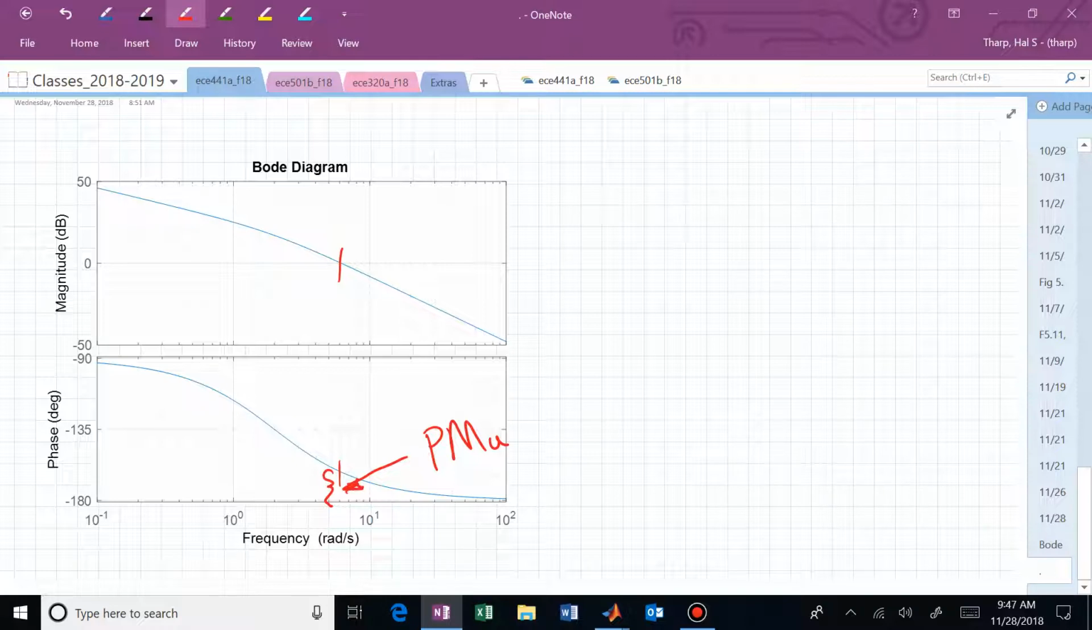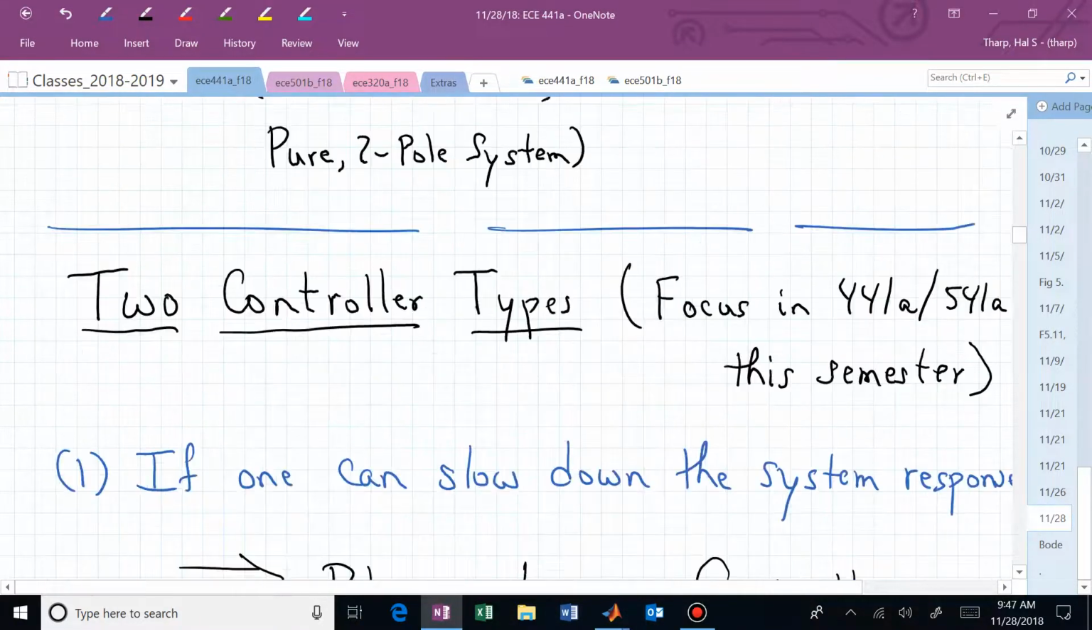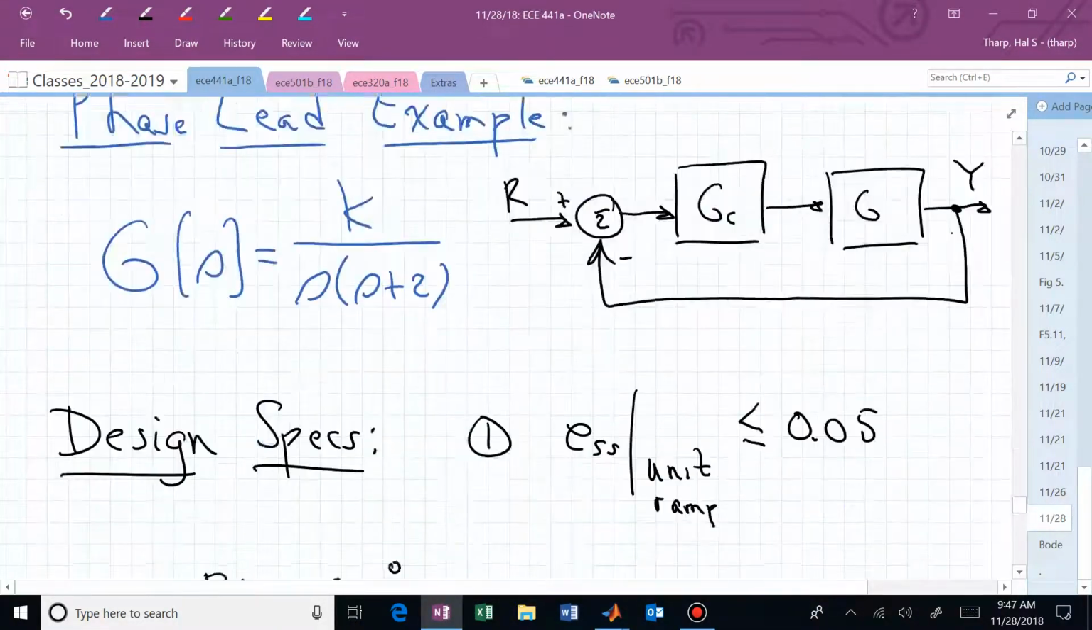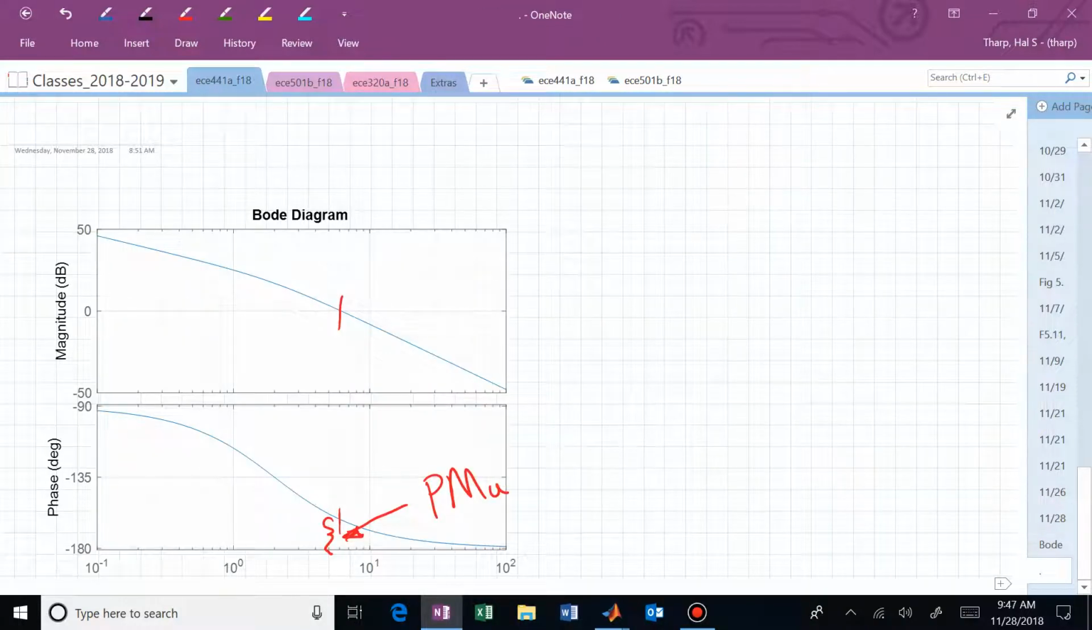And now what do we need to do? We need to go back to our design specs and say, oh, is that 40 degrees or not? It's not, is it? If it was 45 degrees, it would be at minus 135. So we're quite a ways away from 40 degrees. But let's say that we are now at maybe 20 degrees to be generous for our PM sub U. Is that true? Or 15 degrees.